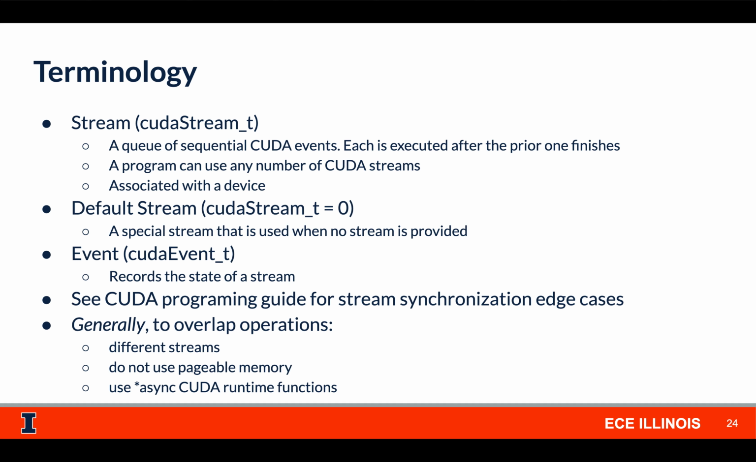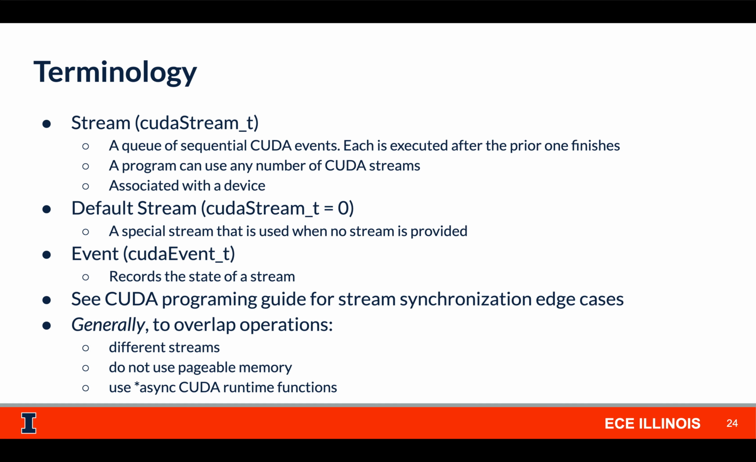You may say, well, I've never used a stream before in my CUDA code, and the answer is you do. If you don't explicitly use a stream, you use something called the default stream. This stream actually has some special semantics as well, which I'm not going to get into. You can look them up if you're curious. Then there's something called an event, which basically records the state of a stream. So at the time the event is executed, it will capture what's going on in the stream for you to reference later.